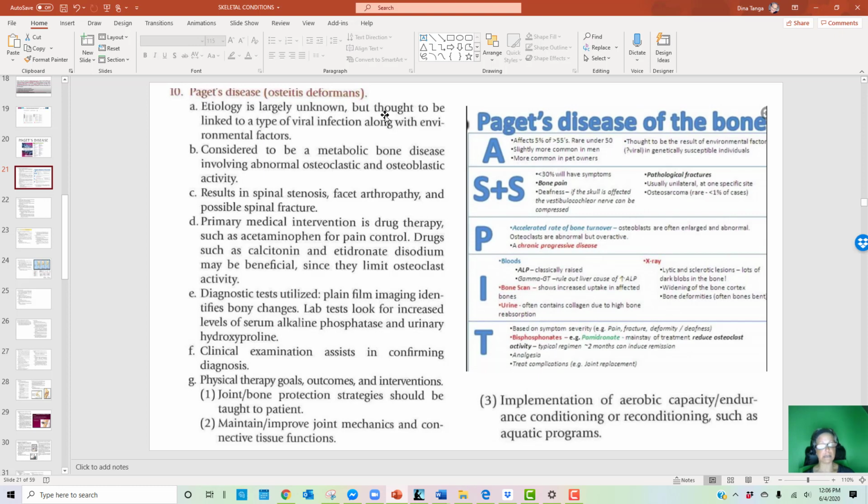Diagnostic tests utilized include plain film imaging, which identifies bony changes. Lab tests look for increased levels of serum alkaline phosphatase and urinary hydroxyproline. Clinical examination assists in confirming diagnosis. Physical therapy goals, outcomes, and interventions include joint bone protection strategies that should be taught to the patient and to maintain and improve joint mechanics and connective tissue functions.